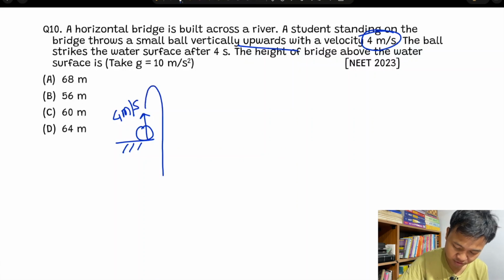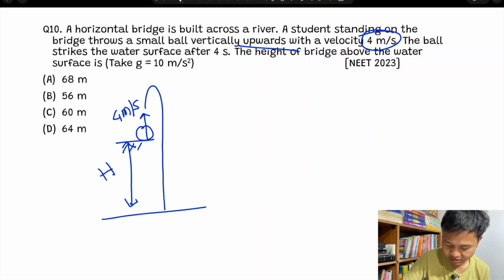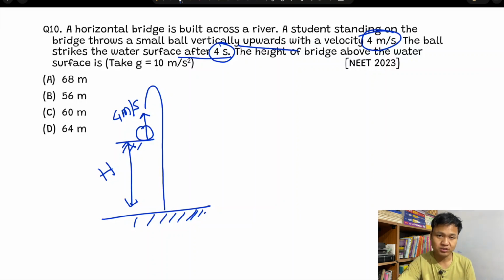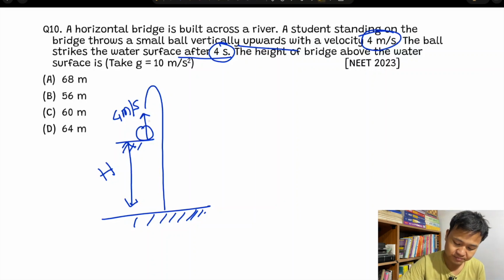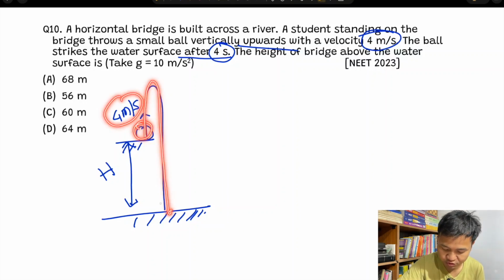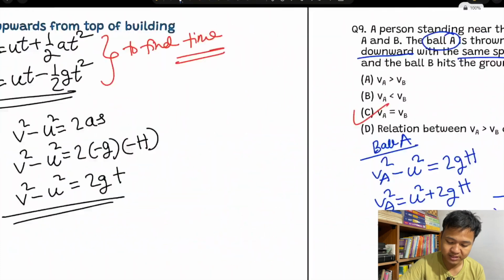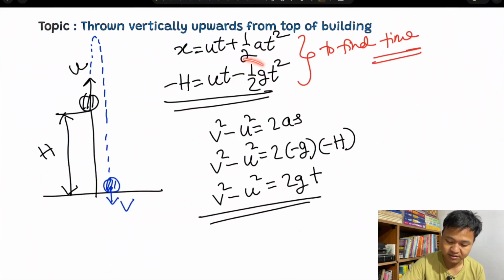Let's say this is the height of the bridge, h, and here you have the river at the ground. The ball falls into the river after 4 seconds. Here they give you time, so that means which equation do you have to apply? The first one, this one.